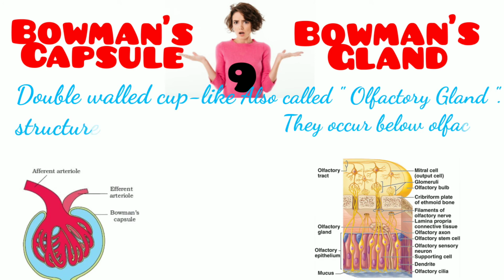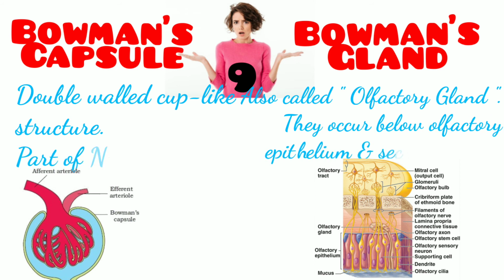And the next pair of words that we have is BOWMAN'S capsule and BOWMAN'S gland. Well, this is actually a previous year question which was asked many years back, and students were actually confused between the options. So listen to it carefully: BOWMAN'S capsule is a double-walled cup-like structure which is a part of the nephron. You can easily recognize it by the figure given below. And the BOWMAN'S gland is actually called olfactory glands, which occur below the olfactory epithelium and secrete mucus.